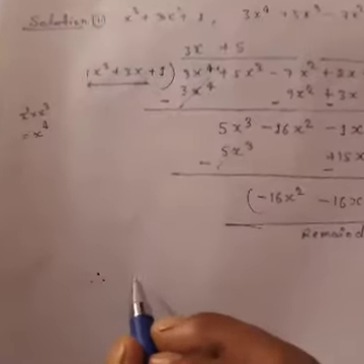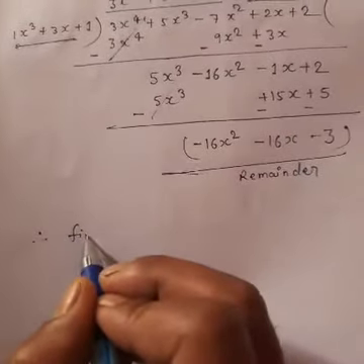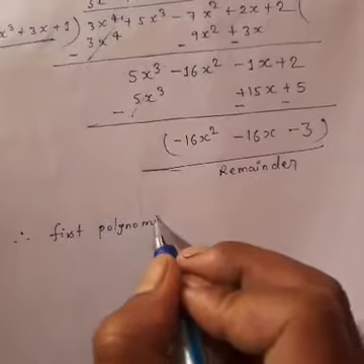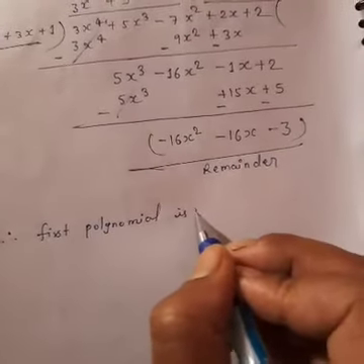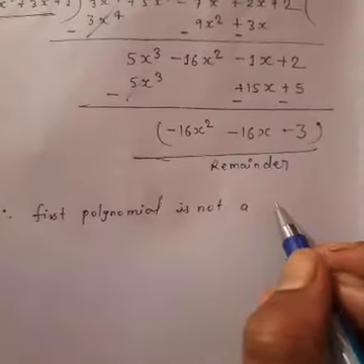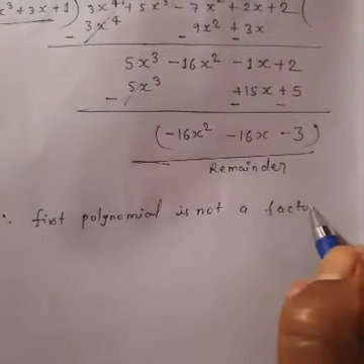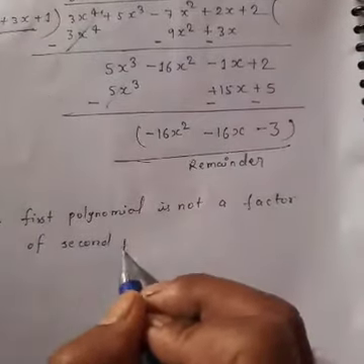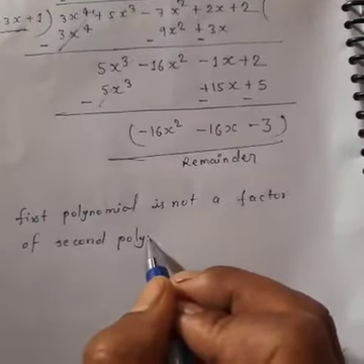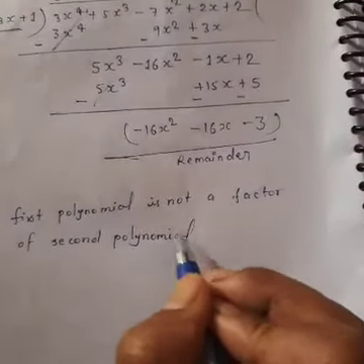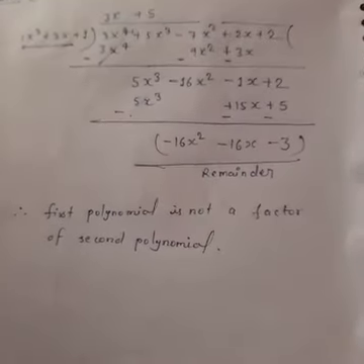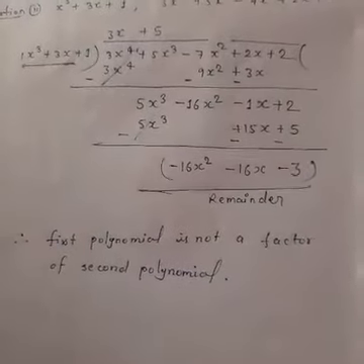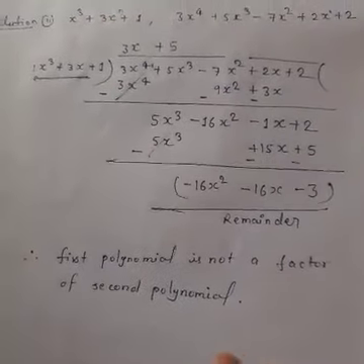Therefore we can write here, therefore first polynomial is not a factor of second polynomial. Whenever the remainder is 0, we can write first polynomial is a factor of second polynomial.